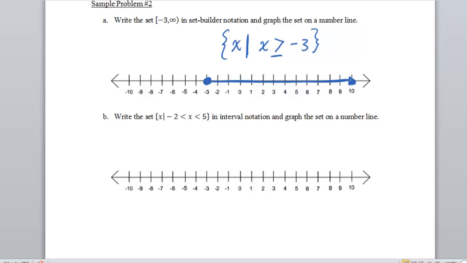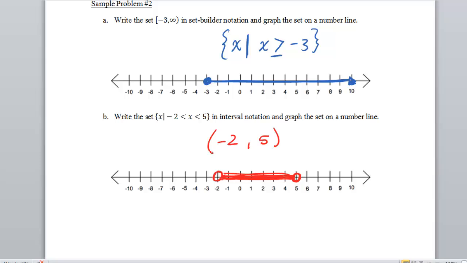Alright, so let's take a look at part B. For part B, it was given in set builder notation, and now we want it in interval notation, and we want to graph that on a number line as well. I'm just going to go ahead and take the range here. I have an open circle at -2, and I have an open circle at 5, and it's the x values all between here. So we're going to shade all of the values between -2 and 5. And the way that I would write that would be (-2, 5) with open parentheses on both ends, and that would be my interval notation for this.